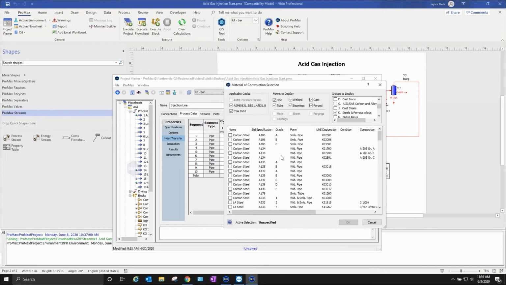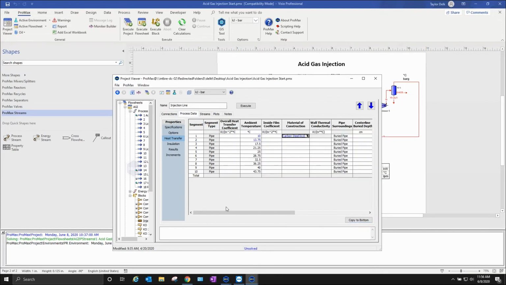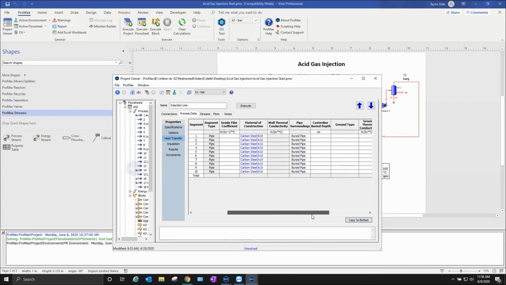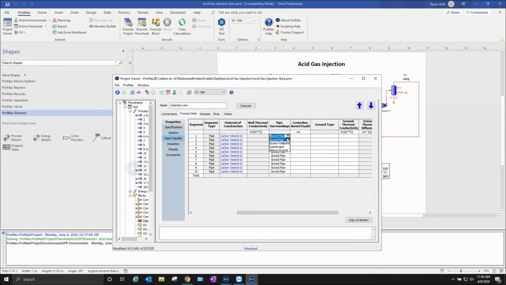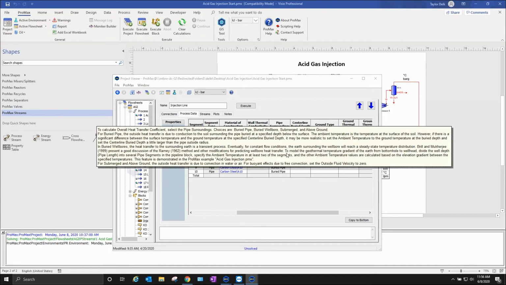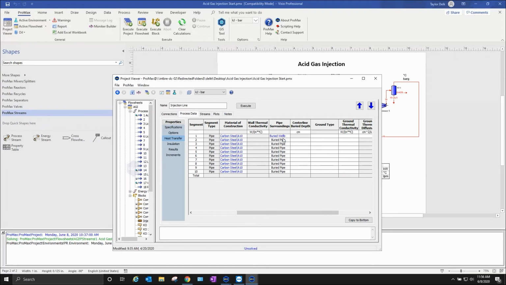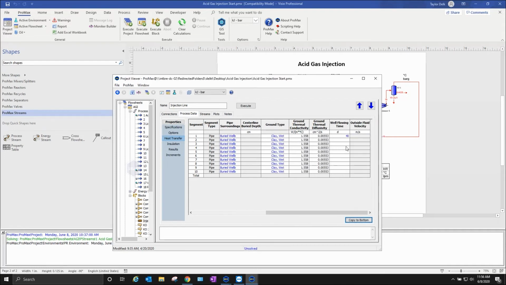For material construction, again, we're just going to say it's some type of carbon steel. Now, instead of buried pipe, we're going to say buried wellbore. That is going to change these calculations. So you can see there's different correlations for different types of piping. The ground we're still going to say is the same, wet clay. And now the well flowing time, we are going to need to populate.